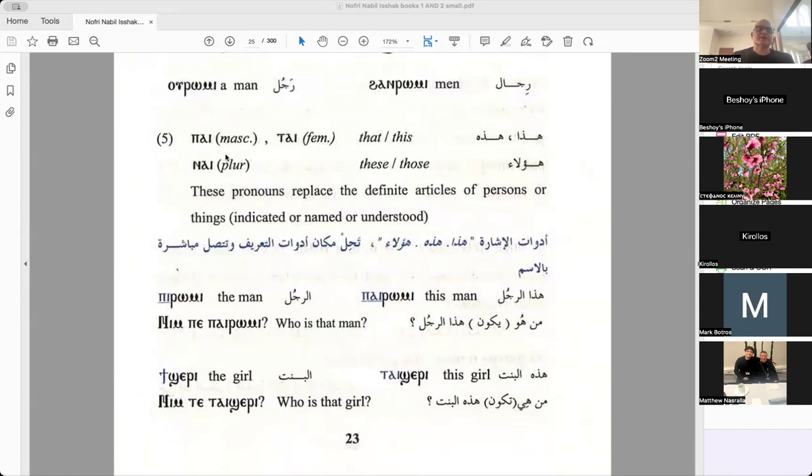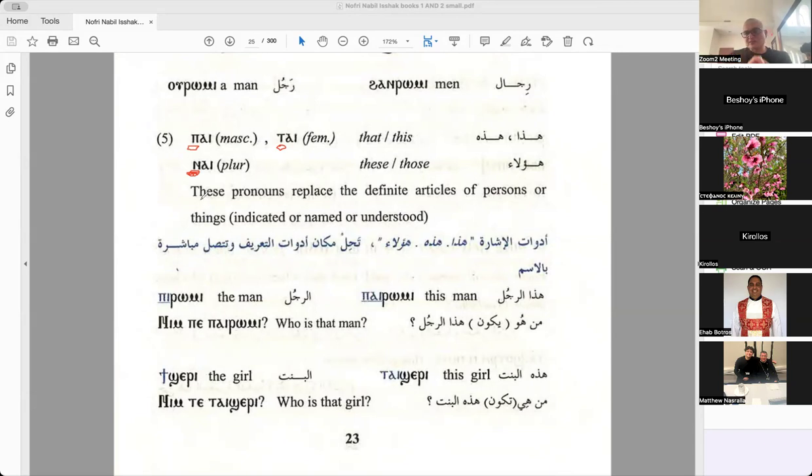So let's get to this number 5 here. What does this mean? Pi, tai, nai. Pi, this, masculine. Tai, this, feminine. And nai is this, plural. Now, remember when we said that the pe is associated with masculine, the te is associated with feminine, and the ne is associated with plural? If you remember this simple thing, it will make your life much easier.